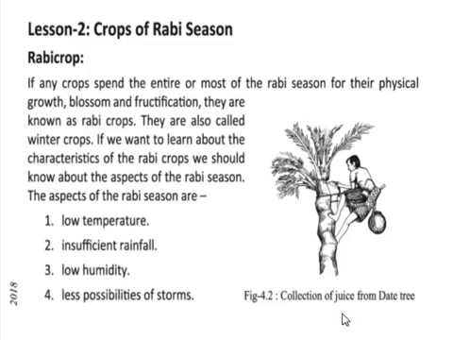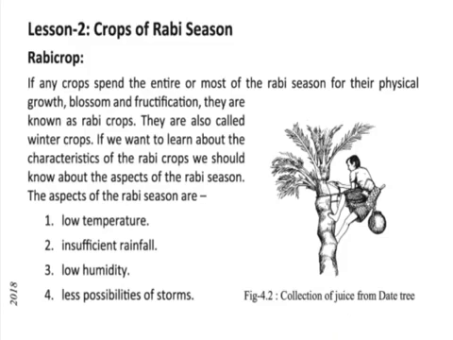Rabi crops. If any crops spend the entire or most of the Rabi season for their physical growth, blossom, and fructification, they are known as Rabi crops. That means the crops last the whole duration of the Rabi season for their physical growth.